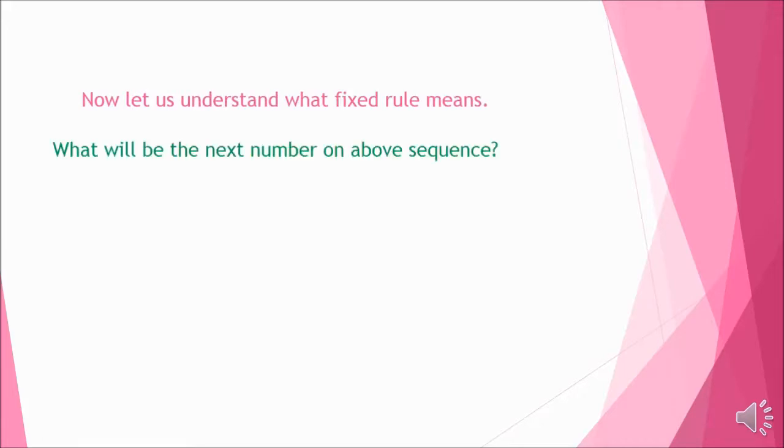Now let's understand what will be the next number in the above sequence. The answer is 11. And how is the answer 11? Our sequence was 3, then 5 in the second place, 7, and 9 last. Now how can we know our next term? Our next term is 11.